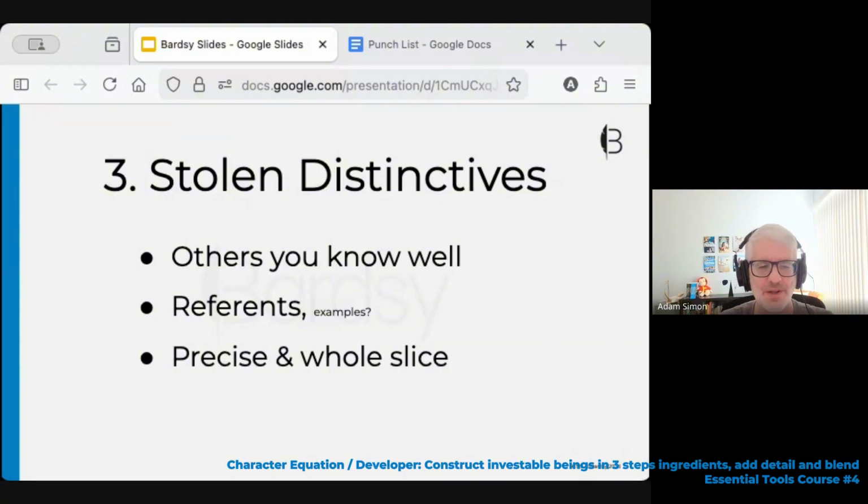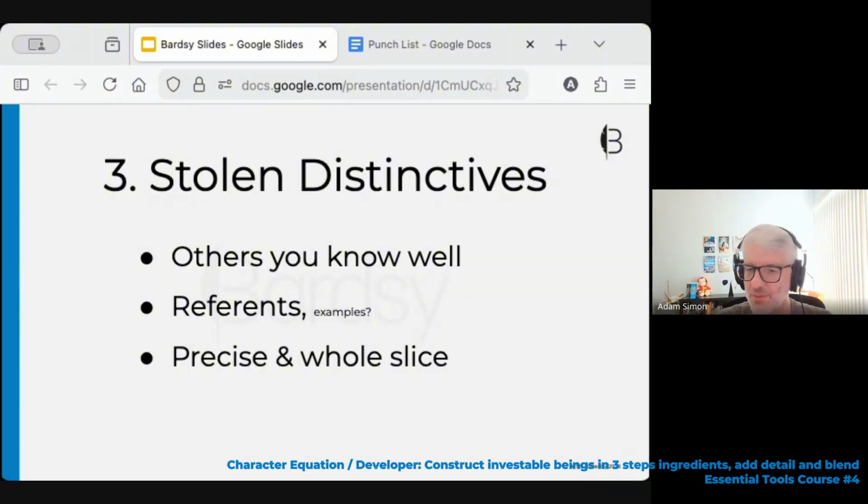And then the last part is what we call stolen distinctives. Right? You want your character to be unique, but instead of adding a flaw or a complication or backstory, what you're going to do is figure out what you can add to that character to make them unique. A third, essentially, that you're going to put in there that's going to become part of their whole being.